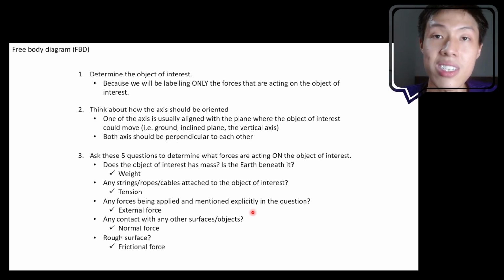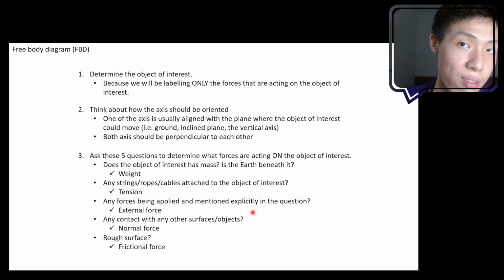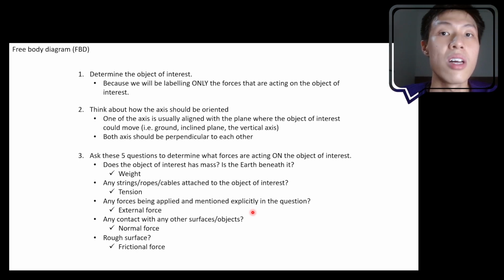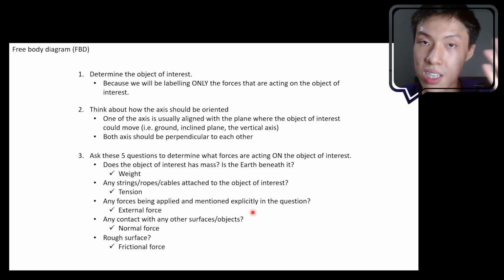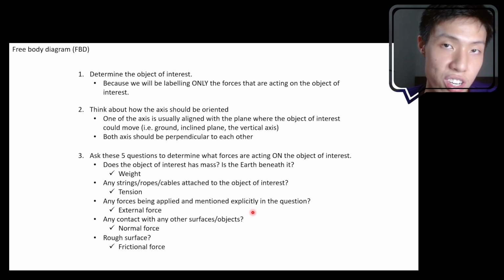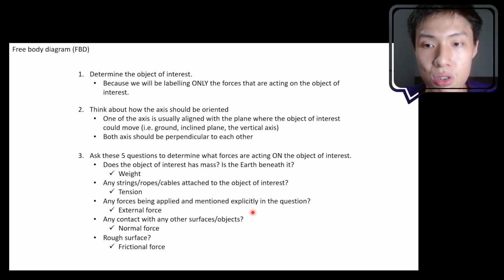Last one: is there any rough surface? If there's a rough surface, most probably there are frictional forces. Whether it's static friction or kinetic friction, you have to see whether the object is sliding across the surface or not. If it's not sliding across the surface, then it's static friction. If it's sliding across the surface, then it's kinetic friction. So these are the 5 questions that you should ask. In the next video, we will show a few examples of how we draw the free body diagram.